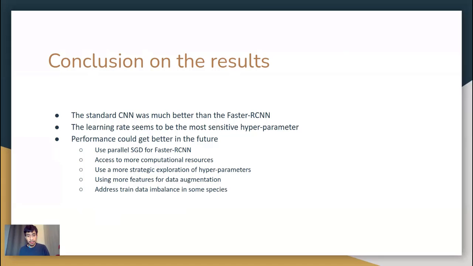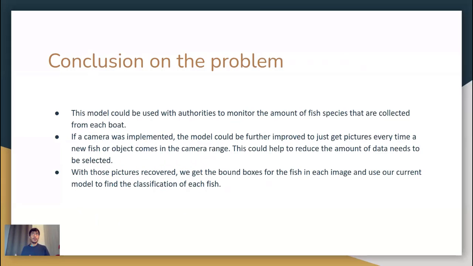And finally, if we want to implement this project in a real life scenario, it could be used by authorities that are trying to see the amount of fish species that each fishing boat catches. One could implement a camera that could take pictures every time there is a new image, when a new fish gets inside the camera range. And then those images could be used to find the bounding boxes, and to see what type of fish is inside each one of these bounding boxes.